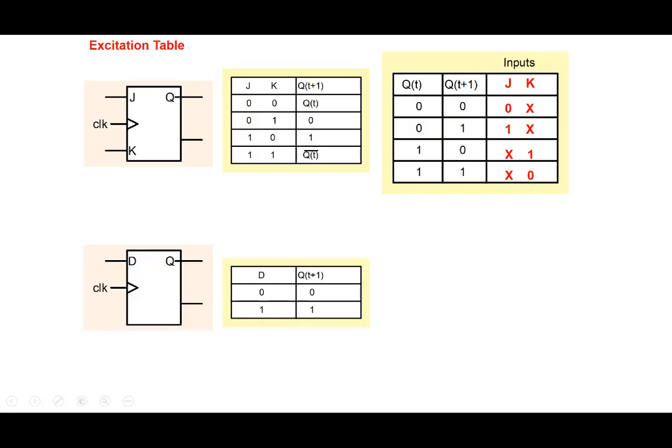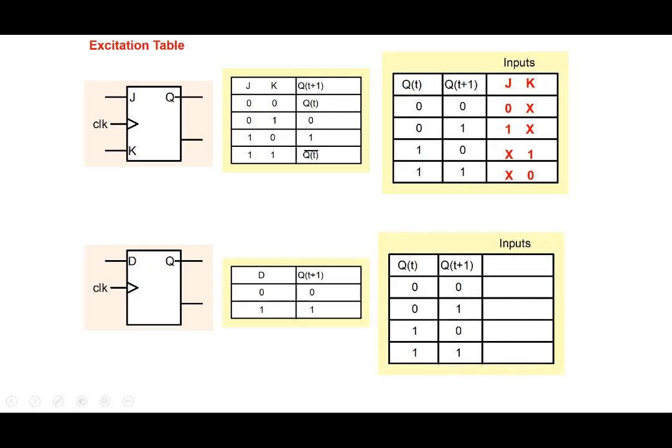And the excitation table for the D flip-flop is the simplest. You want to go from 0 to 0, the input is 0. You want to go from 0 to 1, you apply 1. 1 to 0, you apply 0. The present state is 1 and you want to go to next state 0, simply apply that particular data, 0. 1 to 1, you apply 1. So the excitation table of the D flip-flop is very simple.